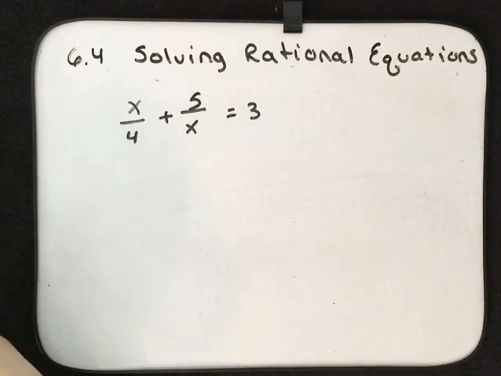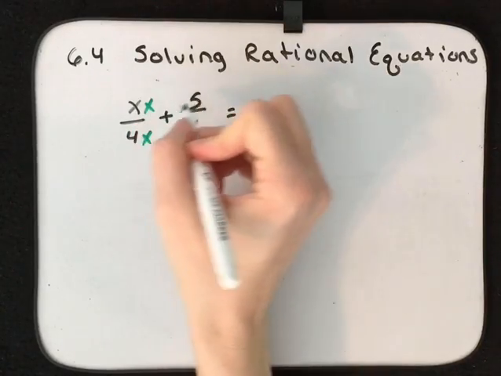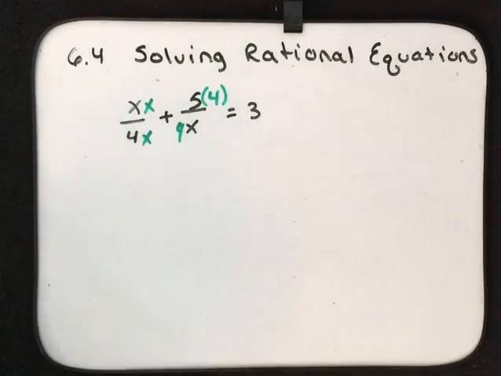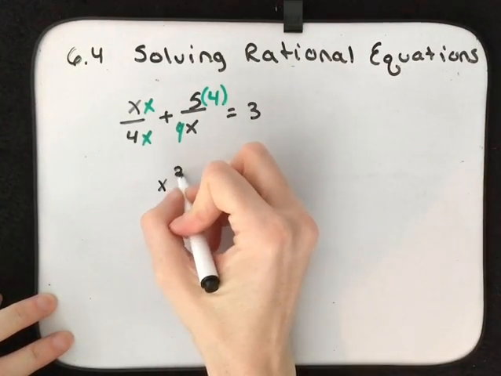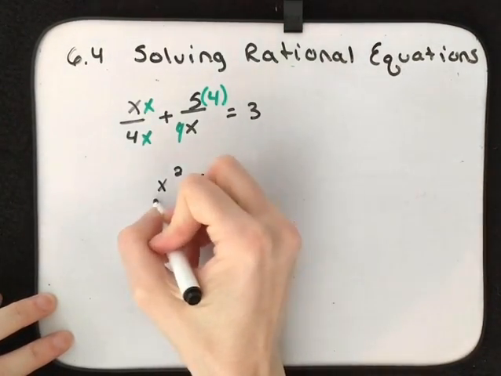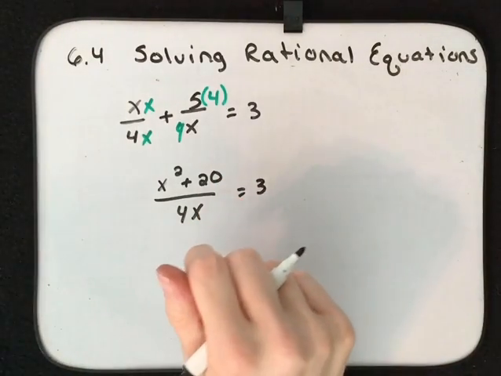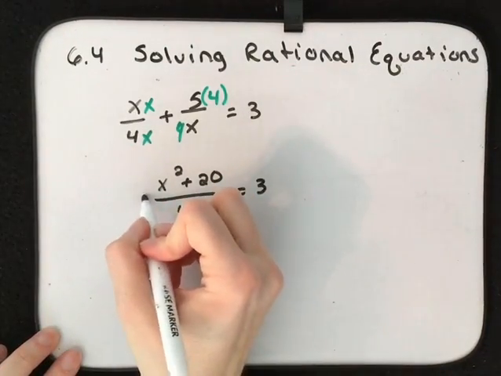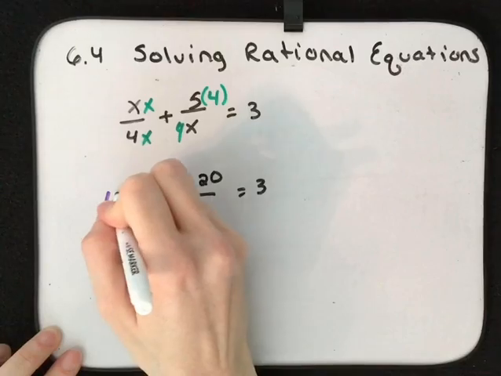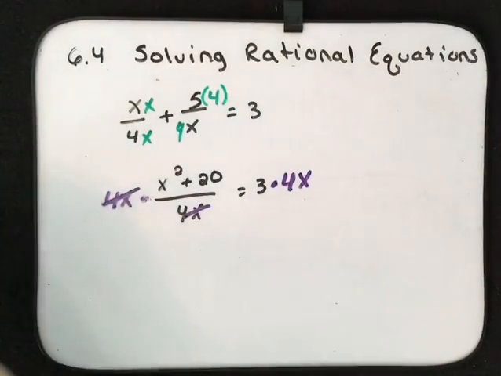So if we look for a common denominator, this one needs an x, this one needs a 4. So we need an x here and a 4 here. So that's going to give us x squared plus 20 over 4x equaling 3. So in order to get rid of this 4x right here, we need to multiply both sides by our 4x. Then this will cancel.